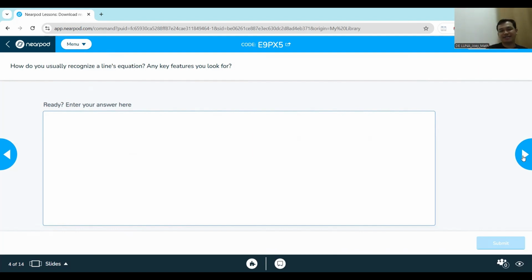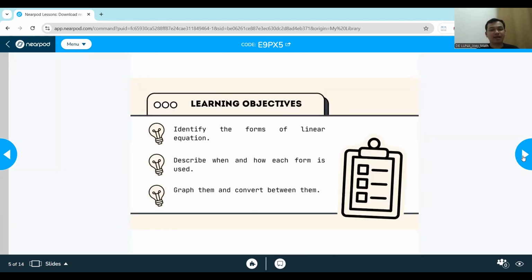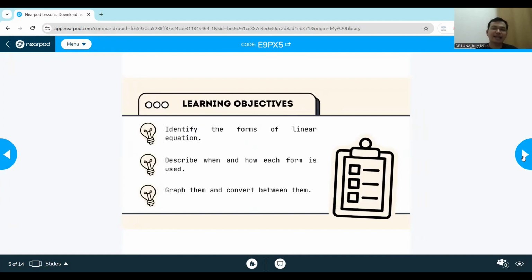All right, some of you answered slope, some of you answered point, some of you answered intercept. Okay, so we'll see later on if your answers are related to the equation of a line. Right? But before we start, let me just emphasize those learning objectives for this short lesson. First, you're going to identify the forms of linear equation, describe when and how each form is used, graph them, and convert between them.